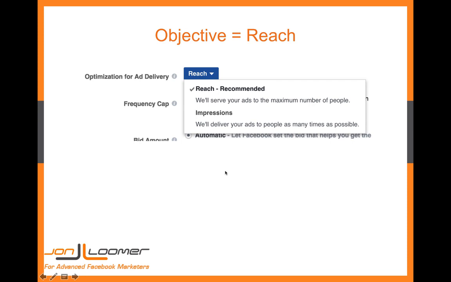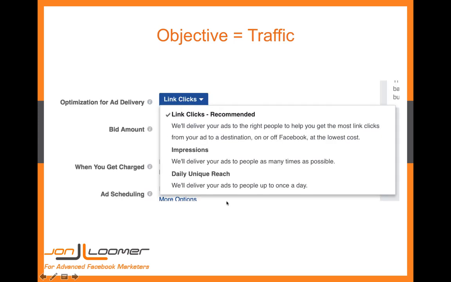Okay, so just a couple examples of what I'm talking about. Once you've selected reach as your objective, for example, you have certain optimization options. In this case, your only options for that objective are reach and impressions. As I said before, there's a difference between the two. Reach is trying to show it to the maximum number of people you can, whereas impressions is just trying to show the ad to as many people as many times as possible. You can get some waste in that case.